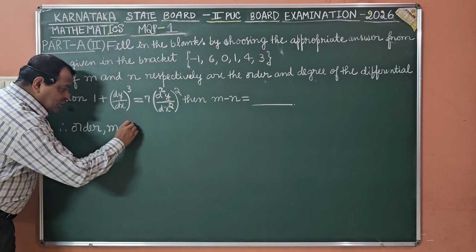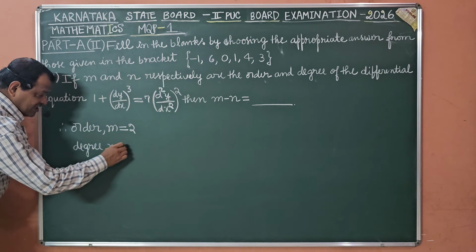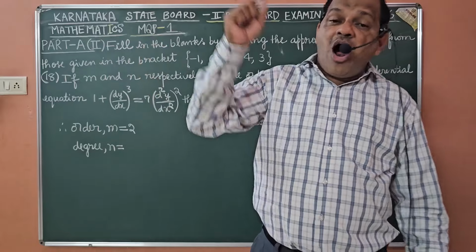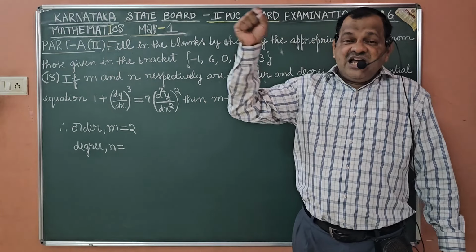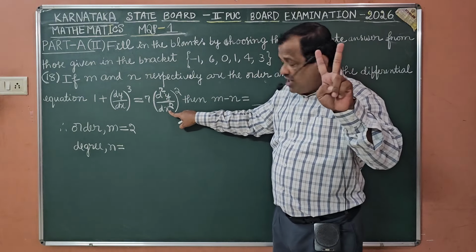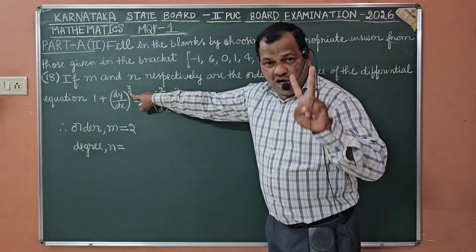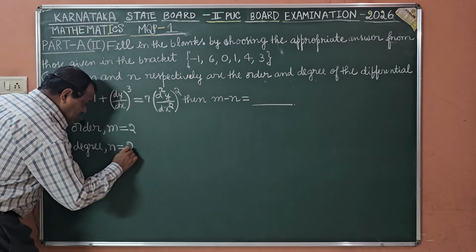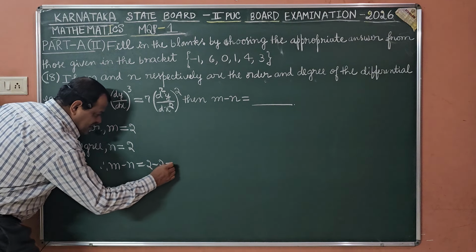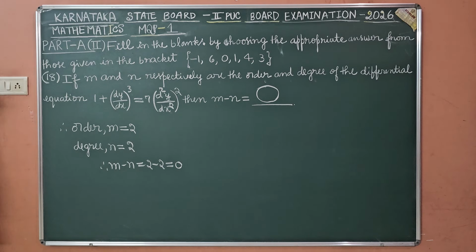Therefore order is 2. Then degree of this differential equation is the highest power of the highest order derivative present in the given differential equation. So highest order derivative second order. Its highest power is 2. So degree is 2, not 3. Not 3. Therefore degree n is also 2. Therefore m minus n is 2 minus 2 is equal to 0. Therefore I write here 0. Kindly go through the solution.